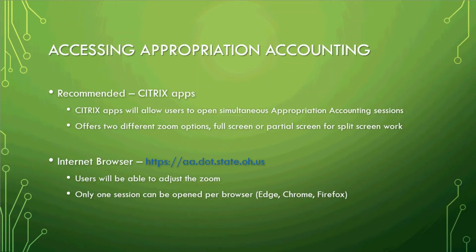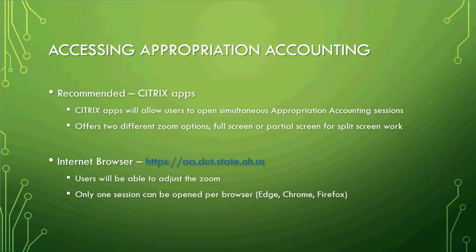How will users access the new web appropriation accounting system? Users will have two options for accessing appropriation accounting. The recommended option will be through Citrix. Citrix is the recommended option because you will be able to access as many appropriation accounting sessions or windows as you need. Citrix will offer two different apps, one with the appropriation accounting system zoomed in to fit your full screen, and the second with the zoom set to fill half of the screen for split screen work.